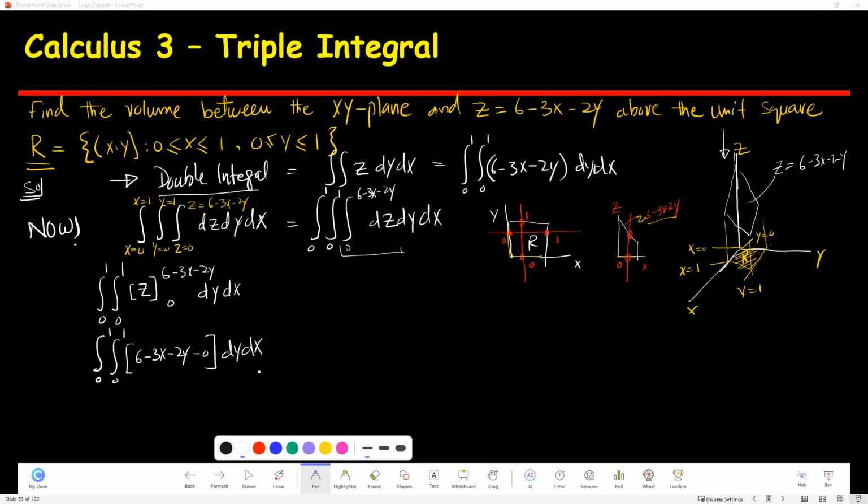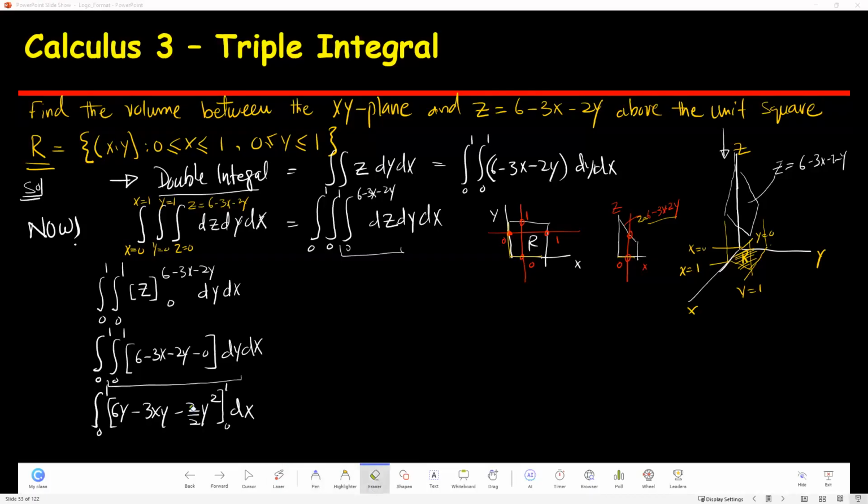Now I'm going to take the integral with respect to y. So it's going to be 6y minus 3xy minus 2 over 2 y squared, with limits 0 to 1, and then dx. I'm going to substitute the limit. For simplicity, I can just say 2 over 2 is 1, so I'm going to just remove this. Let's substitute the limit here.